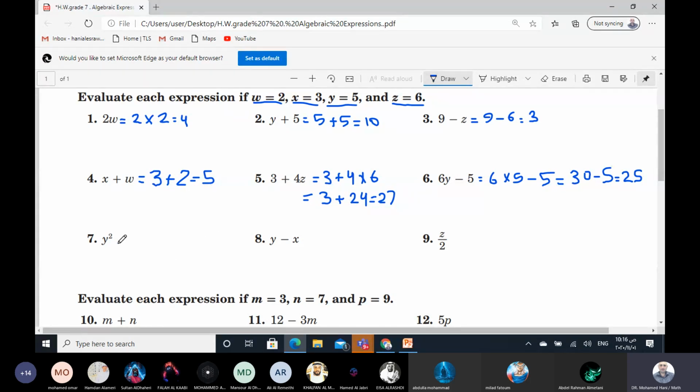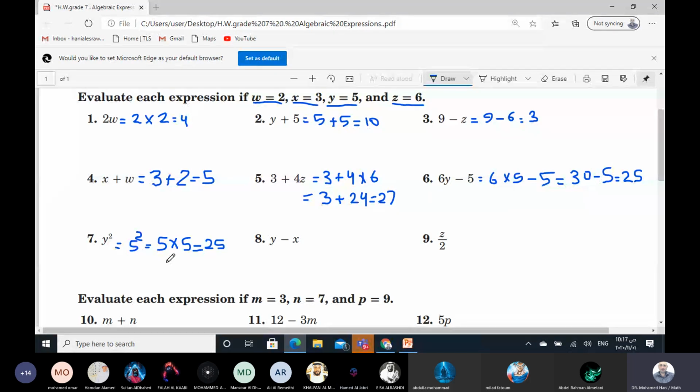Okay. Here we have y exponent 2, y squared. So the value of y will be 5. So we can write here 5 exponent 2 or 5 squared. What does 5 squared mean? 5 times 5. 5 times 5 will be 25. Clear here? Clear for all?